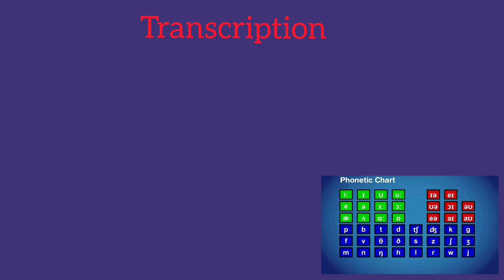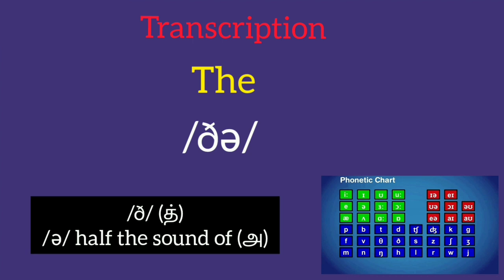Next, the answer for the is slash th a slash. The letters th in the word the match with the voiced consonant th and the letter e matches with the vowel a since it produces half of a sound. Its transcription is slash th a slash.